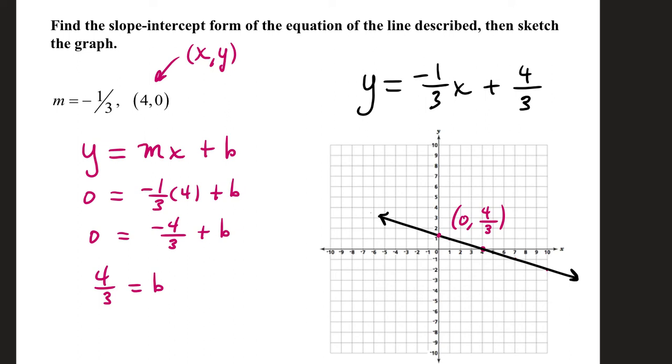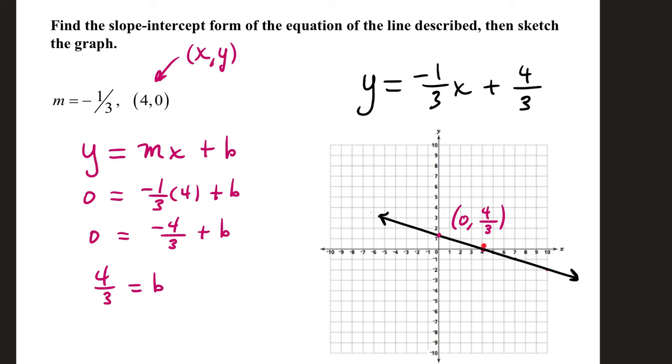If we solve this for b, then we will get our y-intercept. 0 equals -1/3 times 4, that's -4/3. Solving for b, we add 4/3 to both sides, and that's our y-intercept, 4/3.